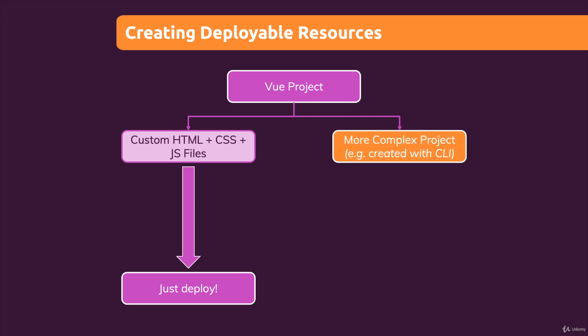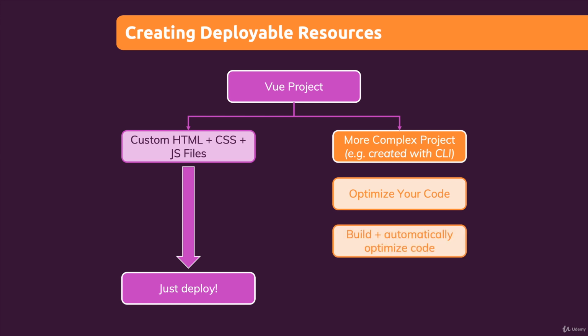If you have a project that's a bit more complex, like the one we've been working with over all the last modules, typically created with the Vue CLI, then you have a couple of other steps. You want to optimize your code as shown, so let's say we did that, but then you need to build your project. And this will then also automatically optimize your code even more, automatically for you without you doing anything for that.